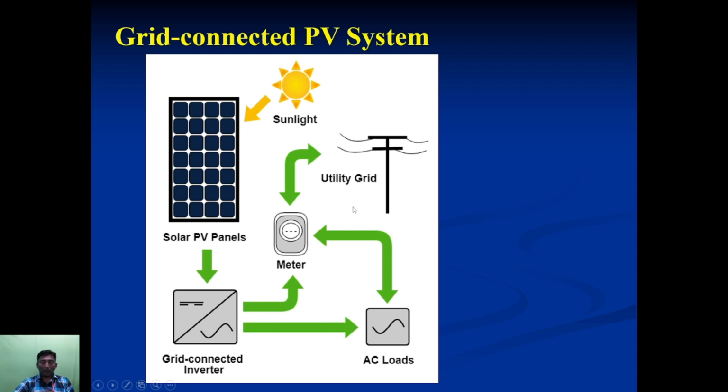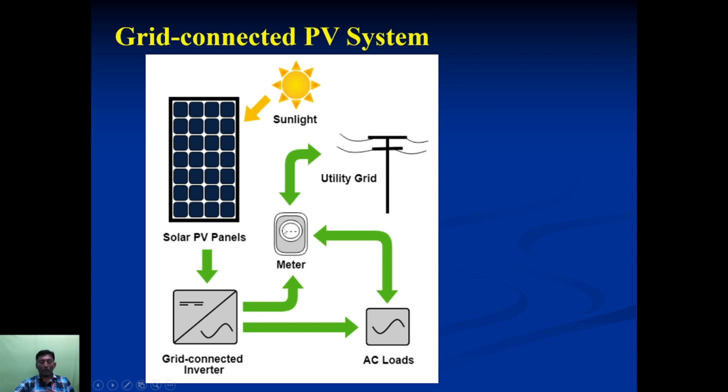Okay, another thing, if the solar fails to generate electricity during midnight or after 6 o'clock, we will not be able to generate much electricity. So at that time this load is satisfied through the supply from the grid. During night time there is no sunlight, so this system will not work, and the load needs electricity. The utility grid supplies the electricity through the meter to the load.